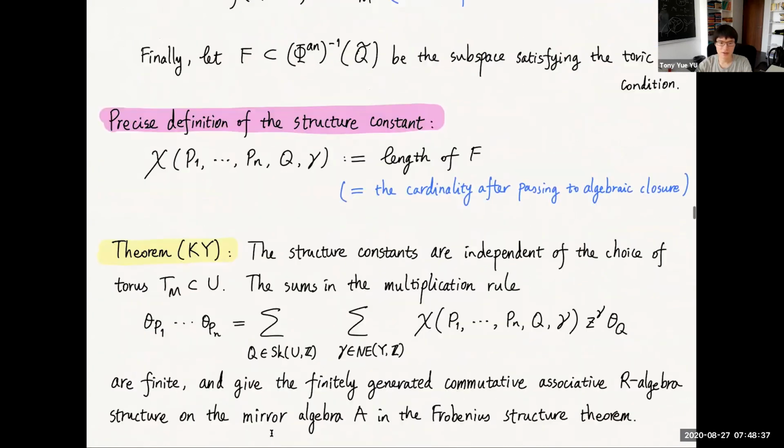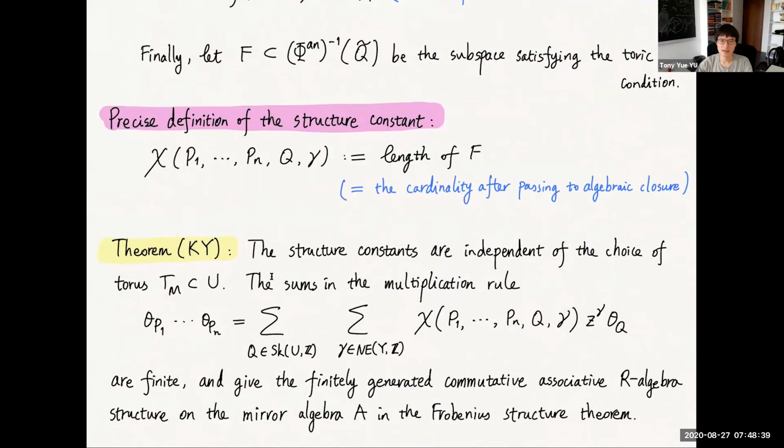So now we conclude that the structure constants, so theorem, the structure constants defined as above, they are independent of the choice of torus. And moreover, the sums in the multiplication rule using the structure constants are finite and give the finitely generated commutative associative R algebra structure on the mirror algebra A in the Frobenius structure theorem.